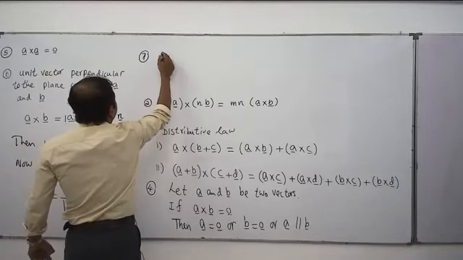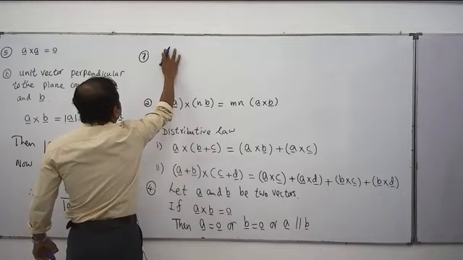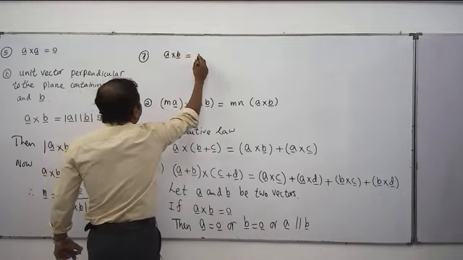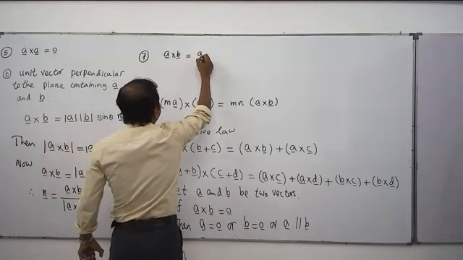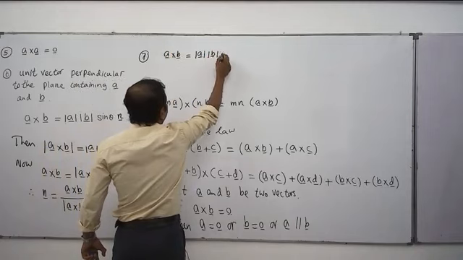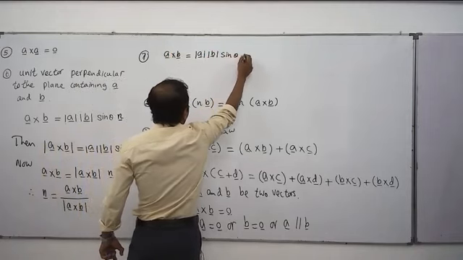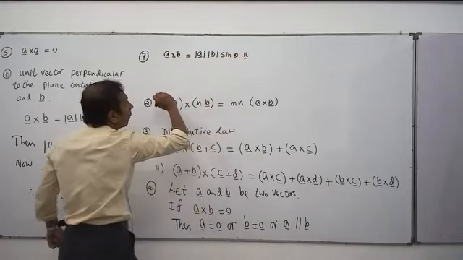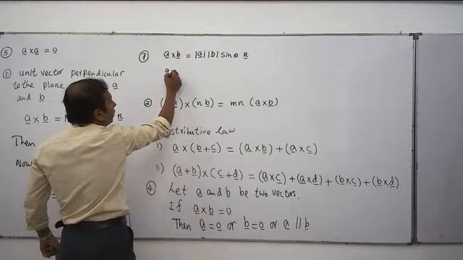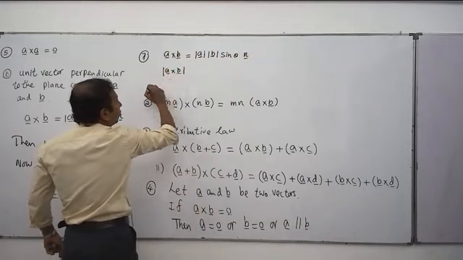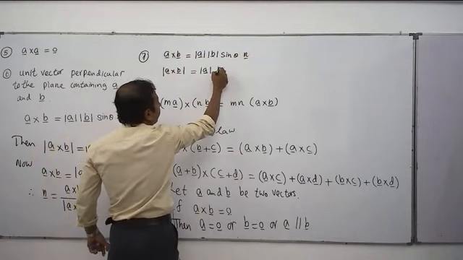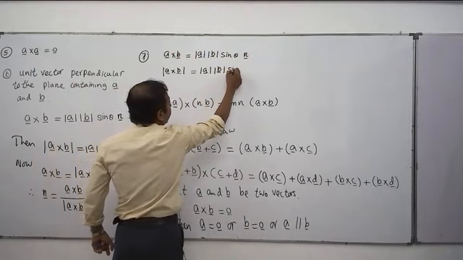When I consider A cross B, its modulus is, people, what? Its definition is mod A, mod B, sine theta n. Then A cross B modulus is this part, mod A, mod B, sine theta.